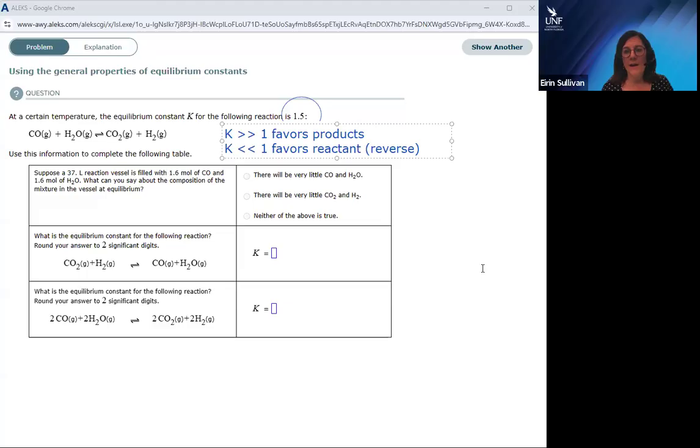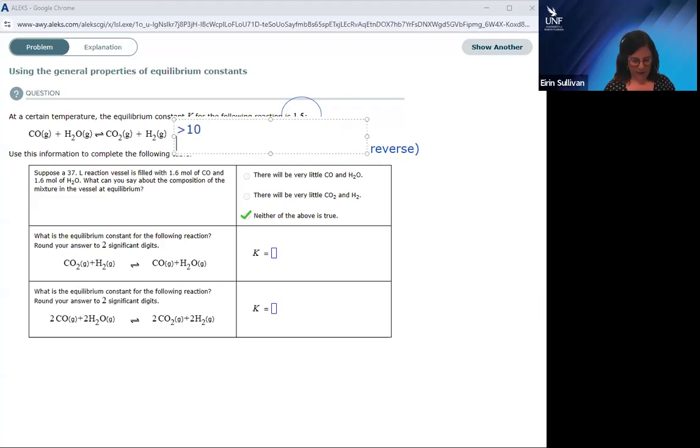So in this case, our value of 1.5 is slap bang in the middle of the range of K, so I would say neither of the above is true. Let me put those values in here for ALEKS. K being large is greater than 10. K being small is less than 0.1. You may find other textbooks or resources that put those numbers at over 100 or less than 0.01, just putting it out there.